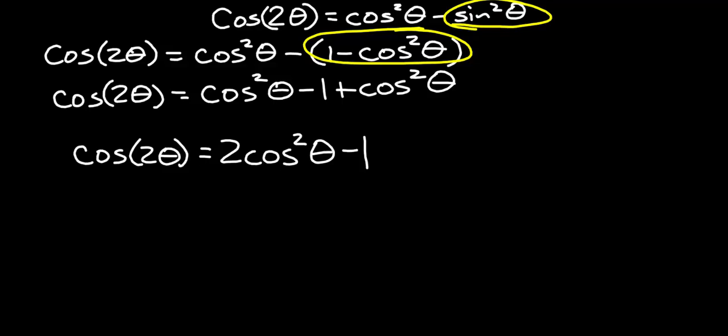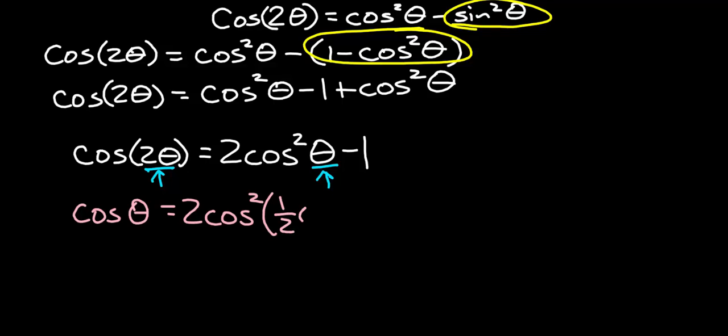Okay, now let me just think about this a second. Notice that we have this situation where we have theta here and we have twice theta here. In other words, this right here is double this one. So let me just make a change here. Let me rewrite this as cosine theta equals 2 cosine squared 1/2 theta. Yeah, same thing, right? The point is, there's nothing special about theta. The idea is this angle is twice this one. And that's the situation we have here.